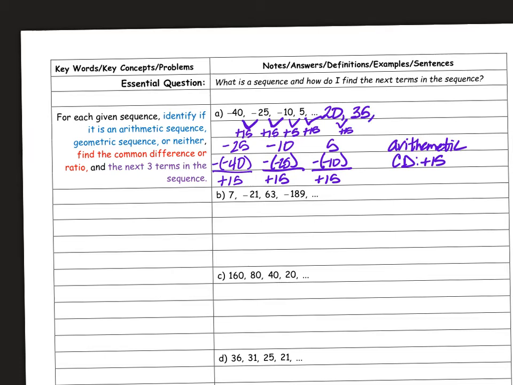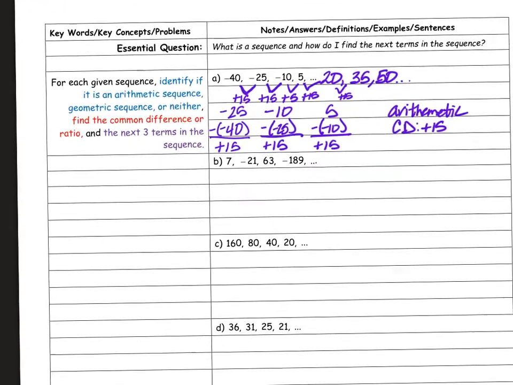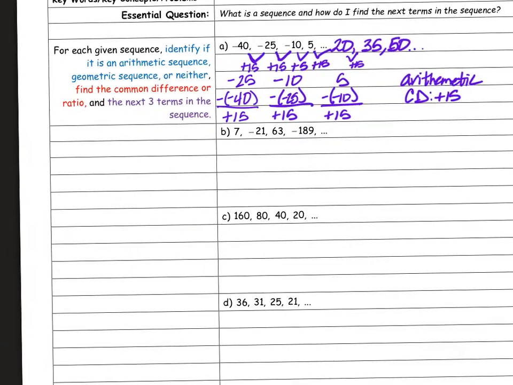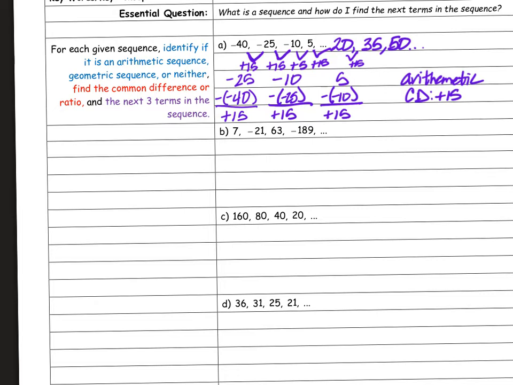I can take my calculator and do this. I can do 5 plus 15 and get 20. And I can add 15 again and get 35. And if I add 15 again, I'm going to get 50. Okay? So there's my next 3 terms. And that's what we're going to do. We're going to do it again. We've got a couple more problems to do, but we're going to do it exactly the same way.